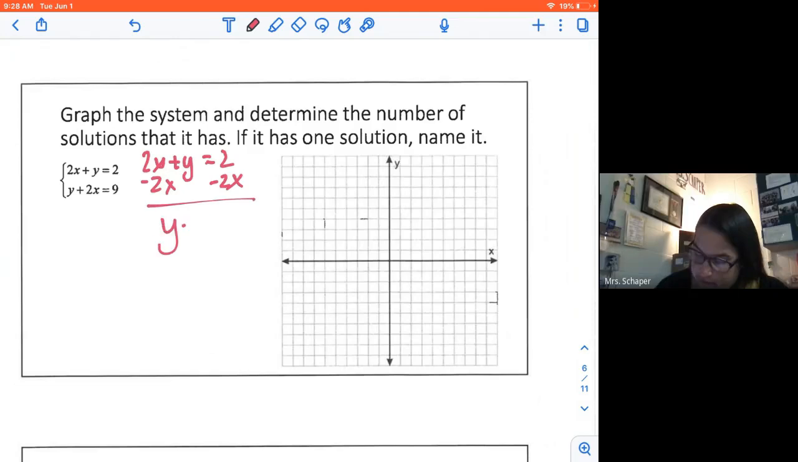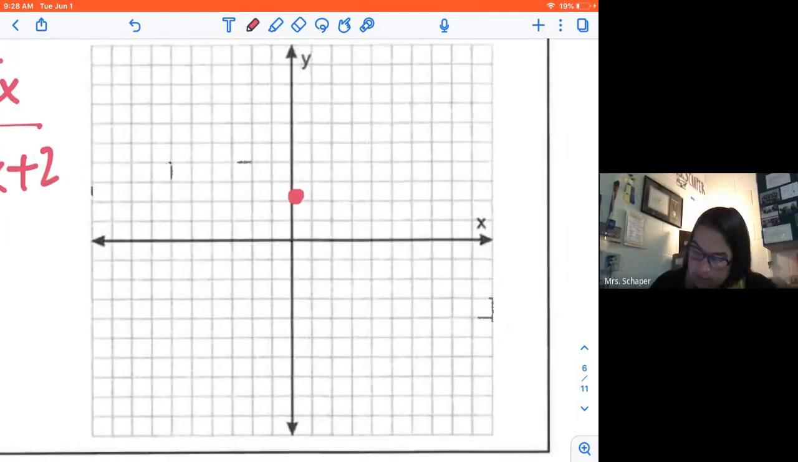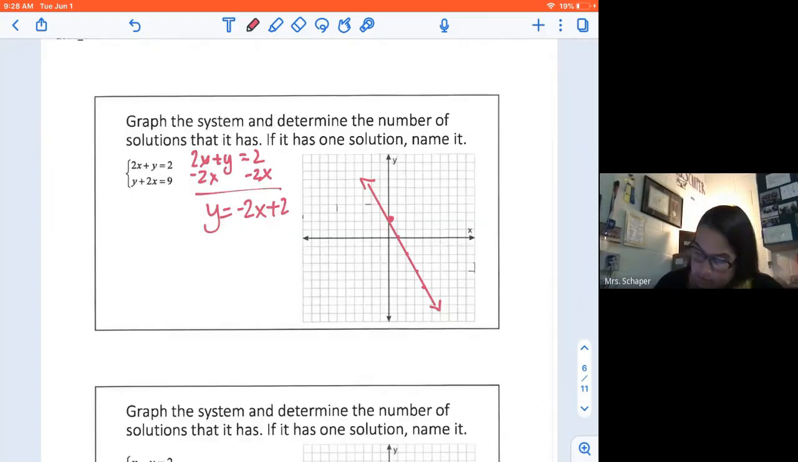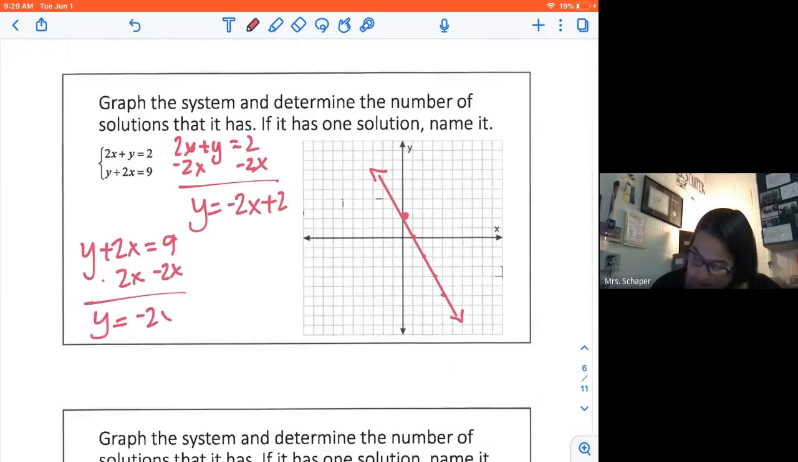So y is equal to negative 2x plus 2. So the 2 tells me I begin here. The negative 2 is my slope. I go down 2 over 1, down 2 over 1, down 2 over 1. And that can be my graph. There it is. And then I can do the other one. I can do y plus 2x equals 9. I'll subtract 2x. So I'll get that y is equal to negative 2x plus 9.